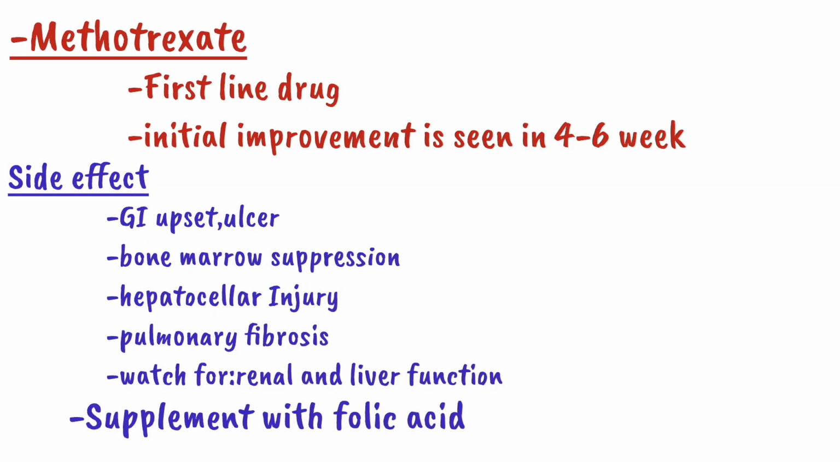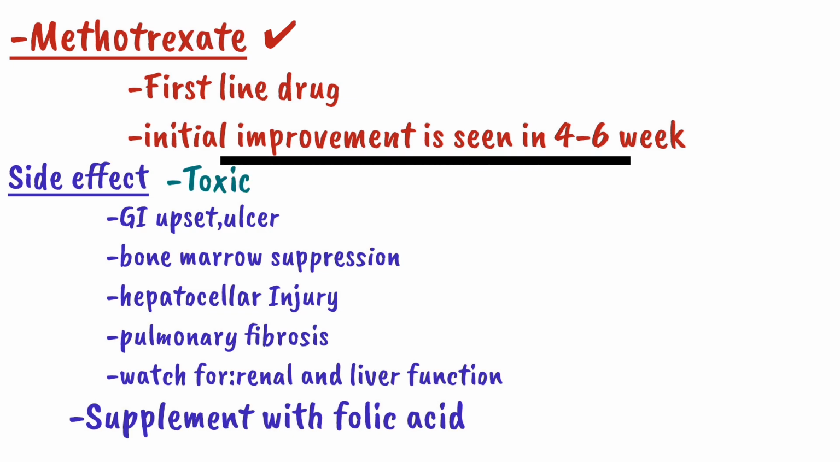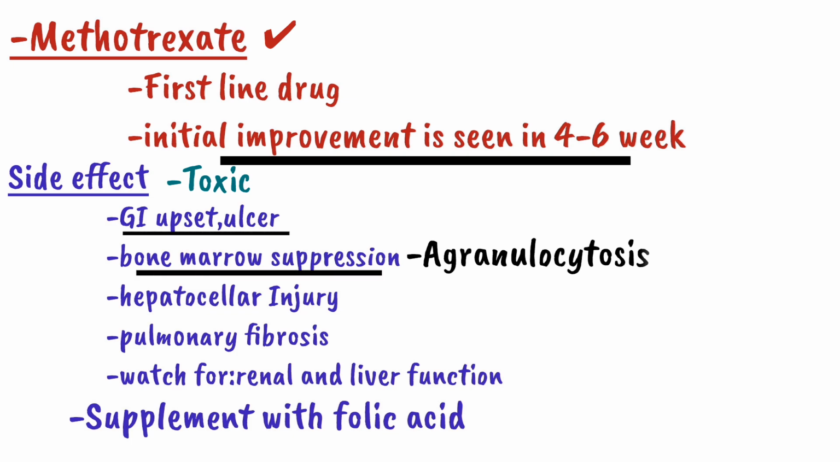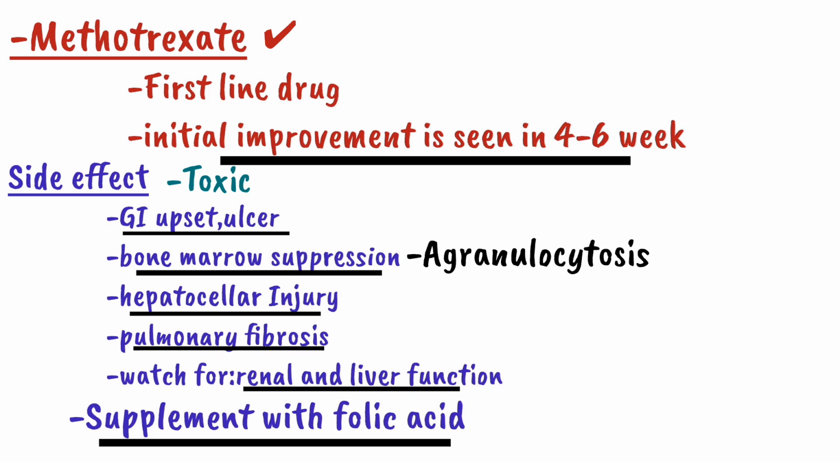The first line DMARD used for rheumatoid arthritis is methotrexate. Methotrexate is a first line DMARD. It shows initial improvement in 4 to 6 weeks. But remember that methotrexate is highly toxic, so watch for GI upset and ulcer, and bone marrow suppression which can lead to agranulocytosis. It can also cause hepatocellular injury and pulmonary fibrosis. So remember, when we put a patient on methotrexate, we should do regular monitoring of renal and liver function. Also remember that we should supplement methotrexate with folic acid because methotrexate interrupts the metabolism of folic acid, so the patient will have a deficiency of folic acid.